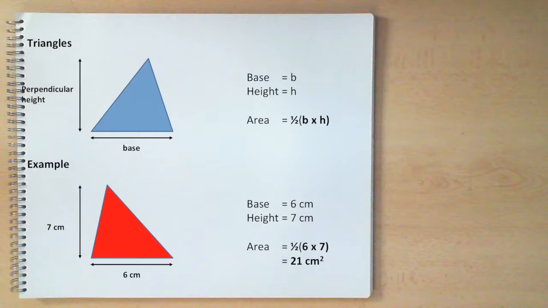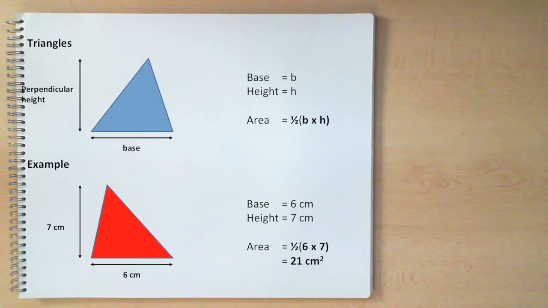If your triangle is a right angle triangle, then the height will be one of the other sides. In all other triangles, it is not going to be the same. So you must make sure you're working with the perpendicular height, so the height from the base to the tip of the triangle, in a straight line, straight upwards.